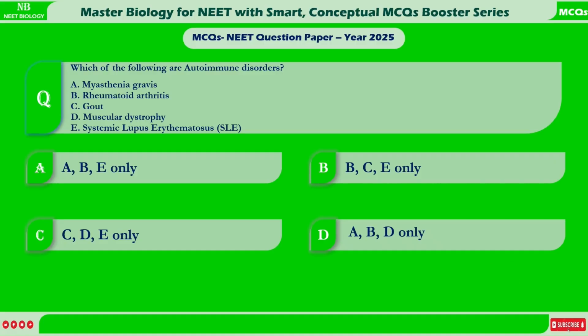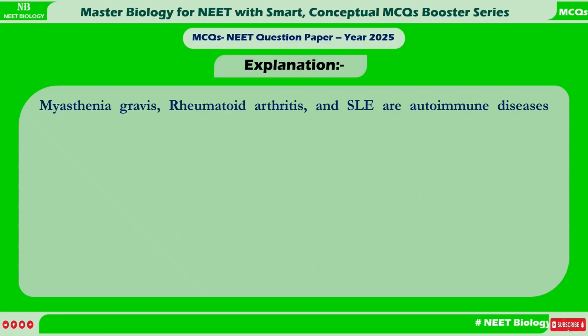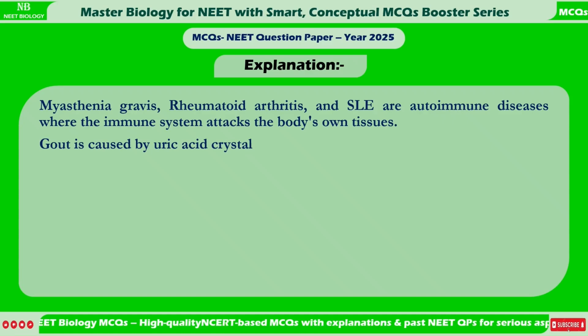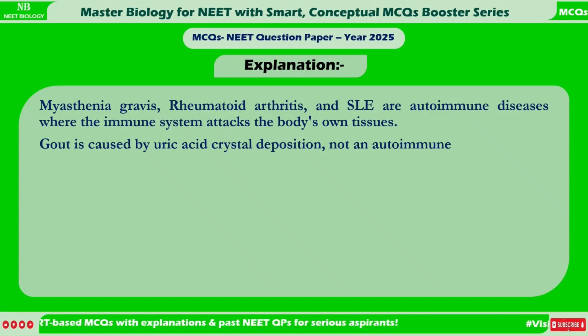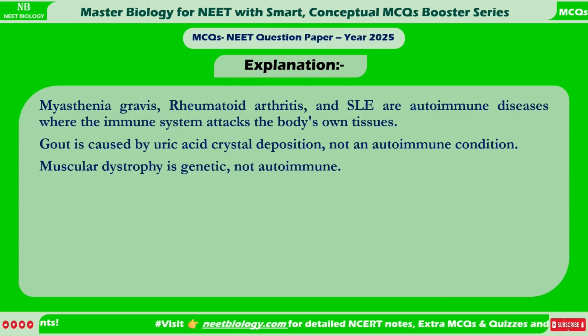Correct answer is A, B, E only. Explanation. Myasthenia gravis, rheumatoid arthritis, and SLE are autoimmune diseases where the immune system attacks the body's own tissues. Gout is caused by uric acid crystal deposition, not an autoimmune condition. Muscular dystrophy is genetic, not autoimmune.